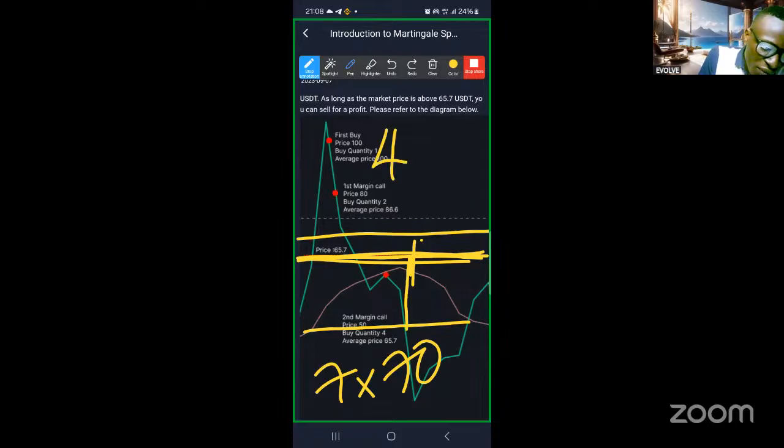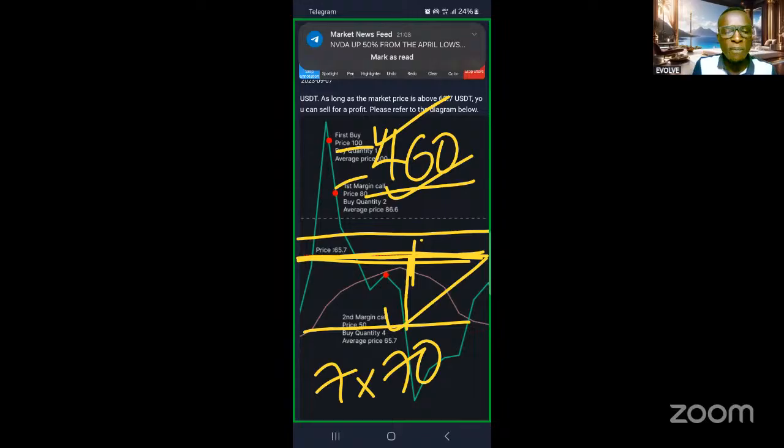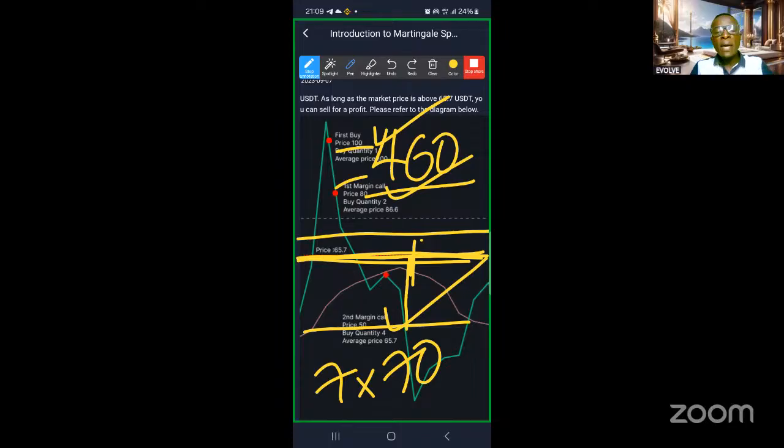Remember, your investment was $460 to get 7 coins. You bought the first coin at 100, the second coins at 80, the third coins at 50. But because you did dollar cost averaging, if you sell each coin at $70, you are in profit. How much do you get back from that? Can someone do the calculator for us? How much will I make if I sell each of my coins at $70?